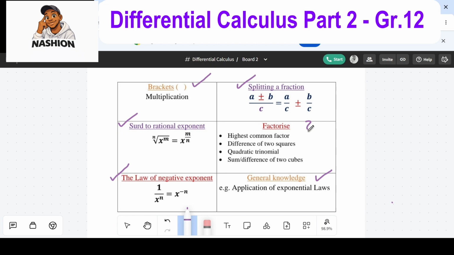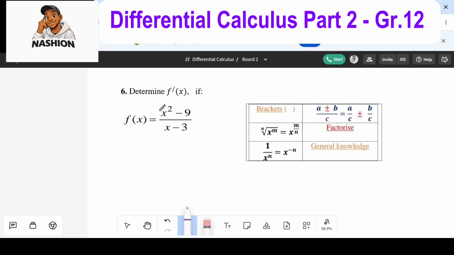What about factorization? This question gives us the opportunity to do that because you will notice that here at the top part of the fraction, we have x squared minus 9, which is the difference of 2 squares. I know it may be tempting to say, oh, let me just cancel out x squared and x, 9 and 3. No, we don't cancel out terms, we cancel out factors. Whenever you have minus or plus, those are terms, they are not factors. So we're going to factorize this, then we are going to cancel.